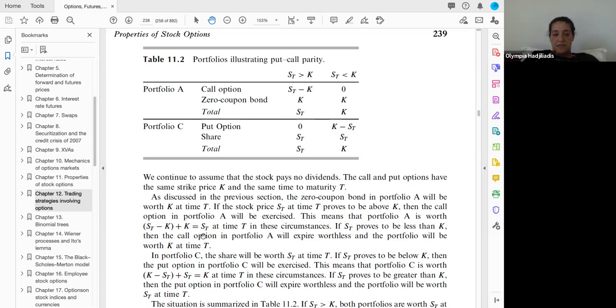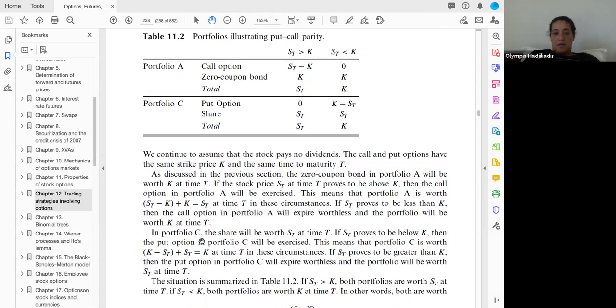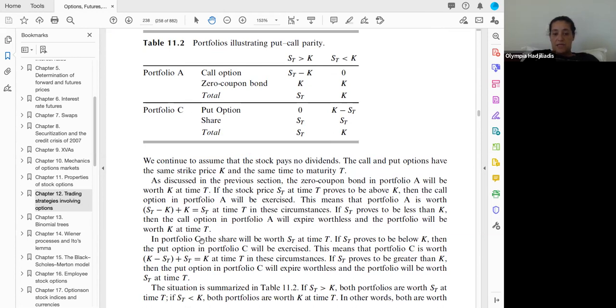If ST proves to be less than K, then the call option in portfolio A will expire worthless, and the portfolio will be worth K at time T. In portfolio C, the share will be worth ST at time T. If ST proves to be below K, then the put option in portfolio C will be exercised. This means that portfolio C is worth K minus ST plus ST, which is equal to K at time T in these circumstances. If ST proves to be greater than K, then the put option in portfolio C will expire worthless and the portfolio will be worth ST at time T.